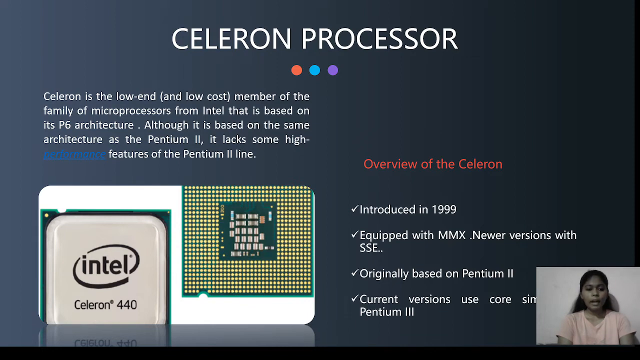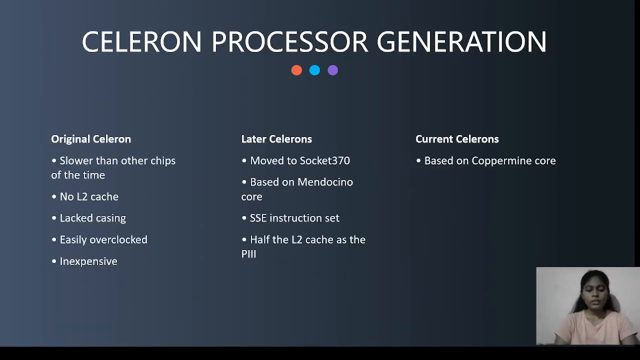It lacks some high performance features of the Pentium 2 line, and it was introduced in 1999. Celeron was equipped with MMX and a newer version with SSE. Originally it was based on the Pentium 2, and the current version of Celeron uses a core similar to the Pentium 3.